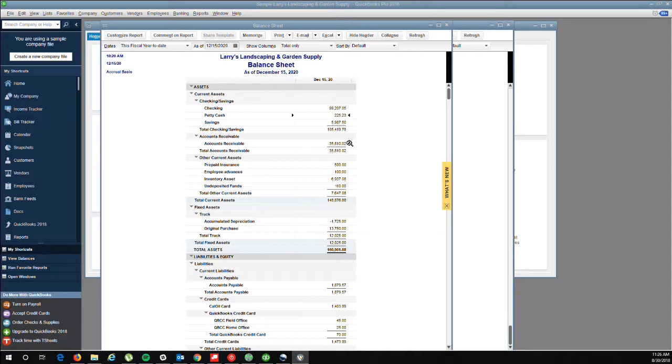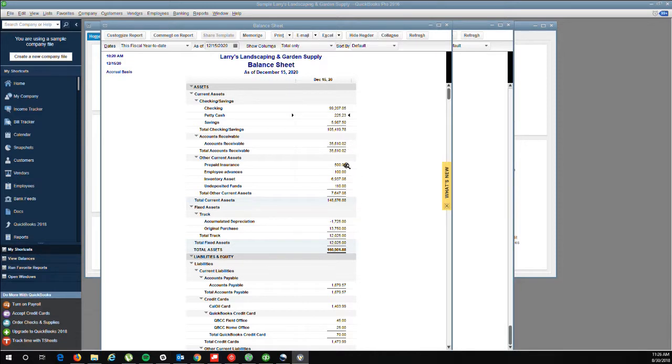And it does show as an asset because the money will be coming in, and for the accrual method of bookkeeping, which is the most accurate method, the money that you earn is accounted for in accounts receivable at the time the service is rendered, or at the time you invoice for it.